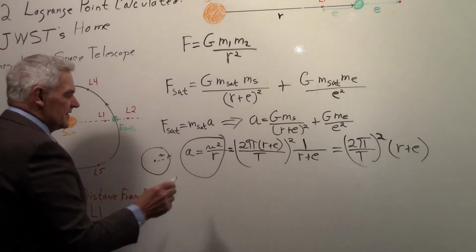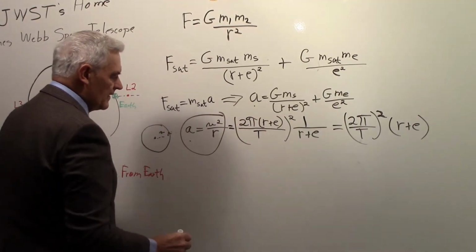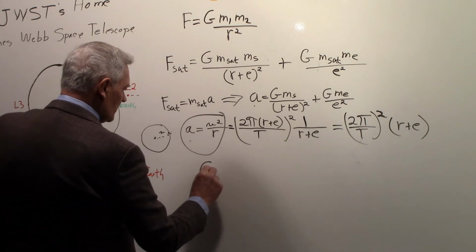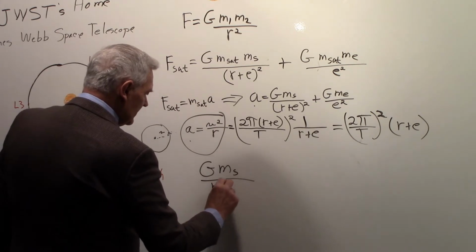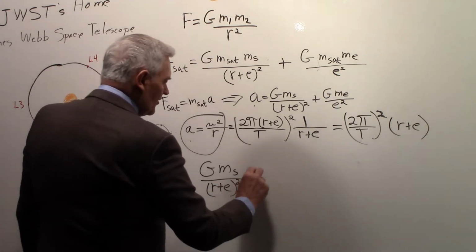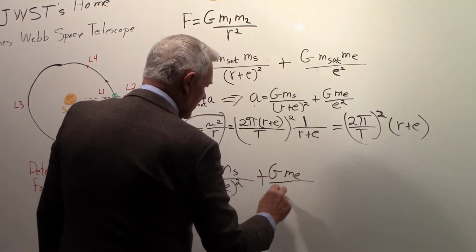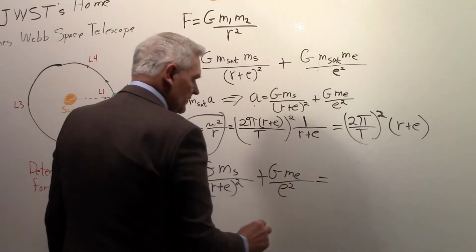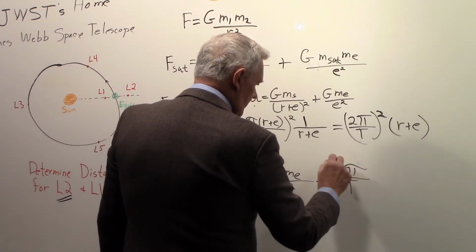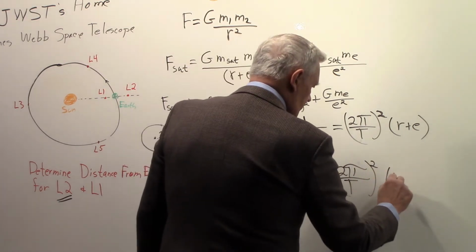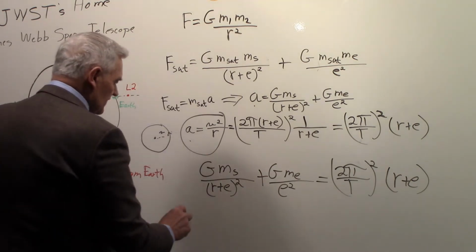And what we'll do now is we'll set this acceleration equal to that acceleration, and we'll have gravitational constant times the mass of the Sun divided by R plus E squared, plus the second term, gravitational constant, mass of the Earth, divided by E squared, and that's going to be equal to this quantity here. It's going to be the 2 pi over the period of the Earth squared times R plus E. So what we want to do is solve that for E.